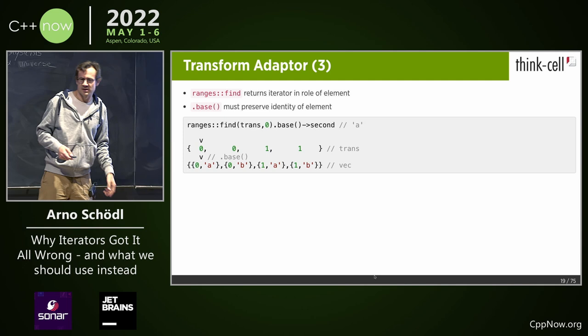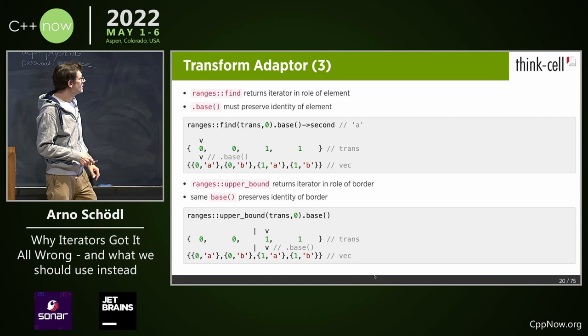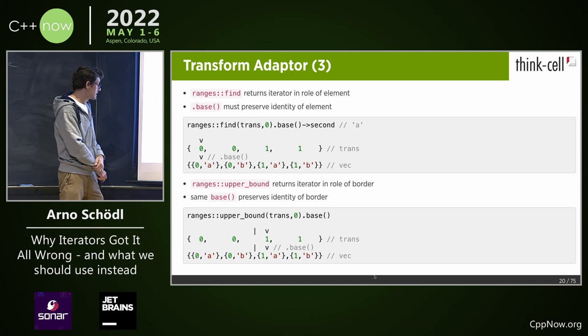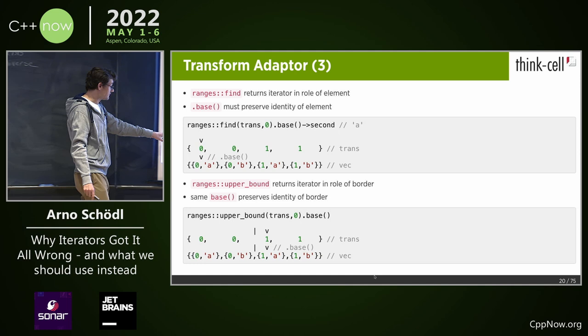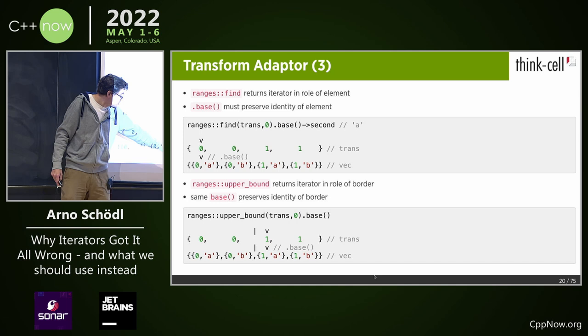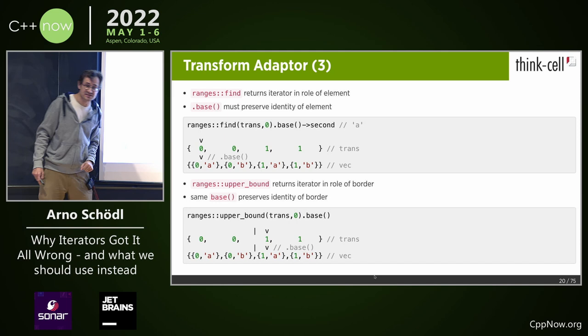OK. Well, let's try this with upper bound. We do the same thing. We still have our original vector, and we transformed it. And now we do upper bound 0. Upper bound certainly returns a border. It's the end of the equal range of zeros right here, expressed as an iterator pointing at the 1. And all looks good. If you call base, you get an iterator that's pointing at the 1a here. And it so happens that if you interpret this as a border, you get just the border between the 0s and 1s. So everything is good.